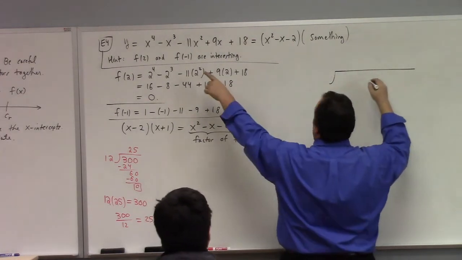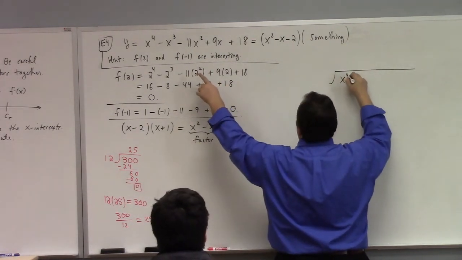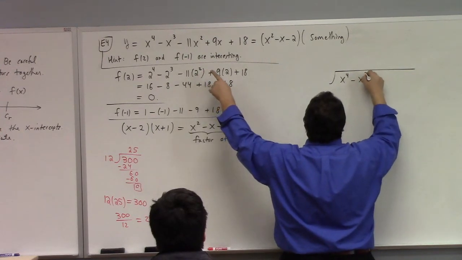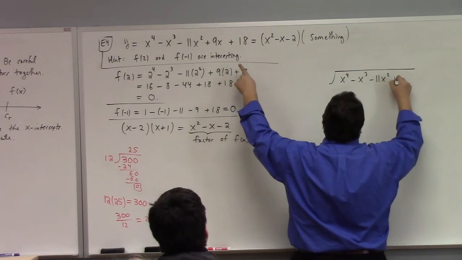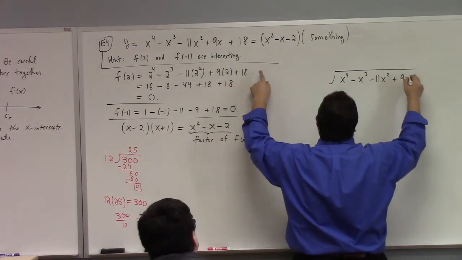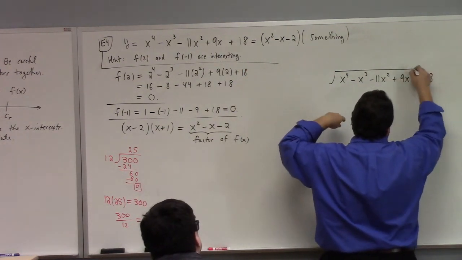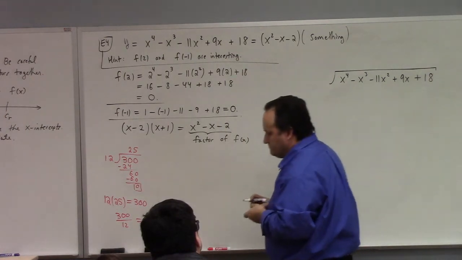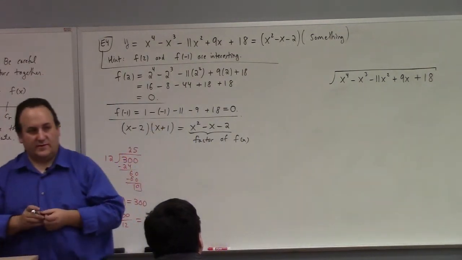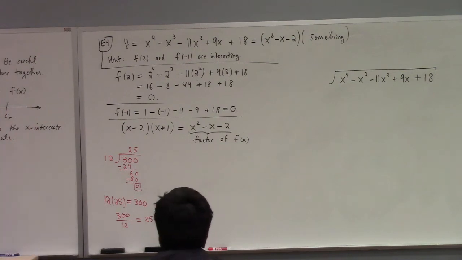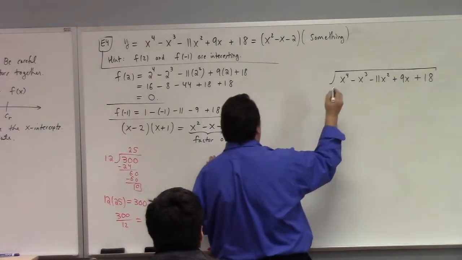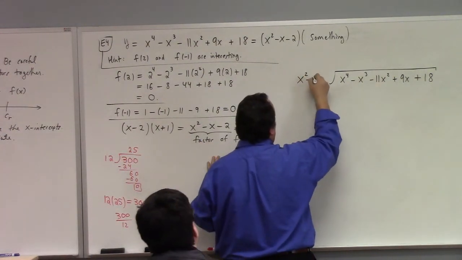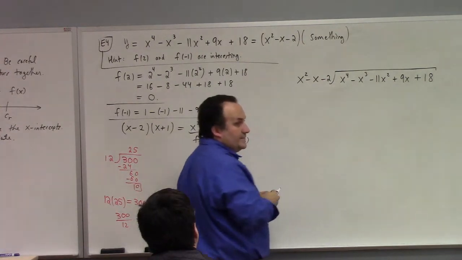So I'm going to put the f of x here: x to the 4th minus x cubed minus 11x squared plus 9x plus 18, right? That's the analog of 300 for us. We're trying to figure out how to fit the factor of x squared minus x minus 2 into that thing.